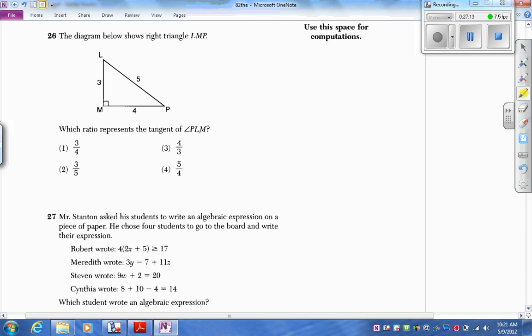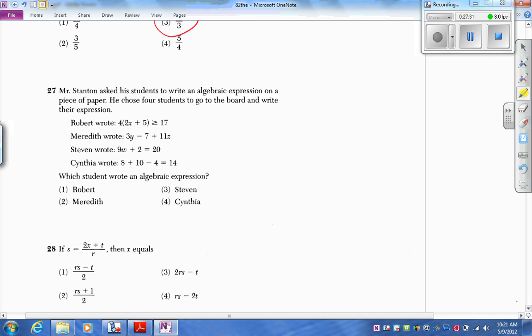Which represents the tangent of PLM? PLM, that's this angle right here. So tangent is opposite over adjacent. This is hypotenuse. So opposite over adjacent is 4 over 3. Choice 3. Can't get much easier.